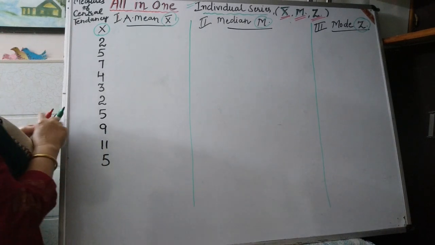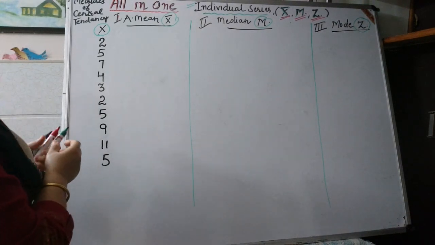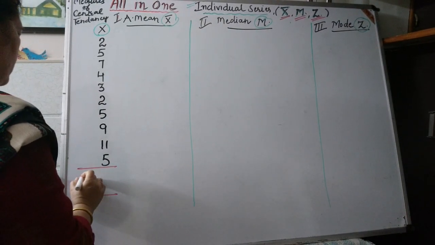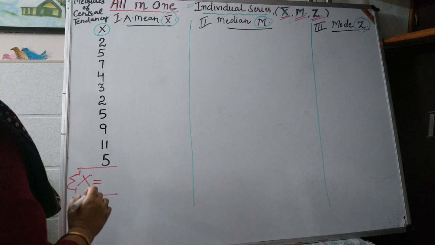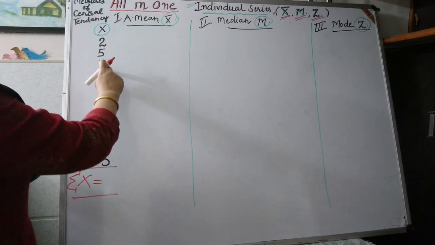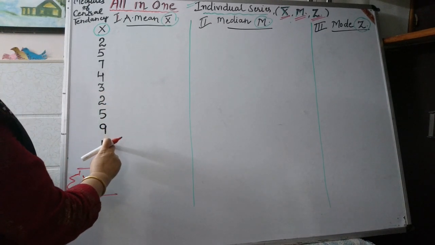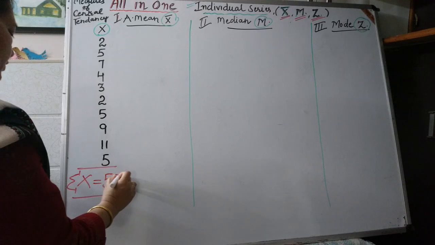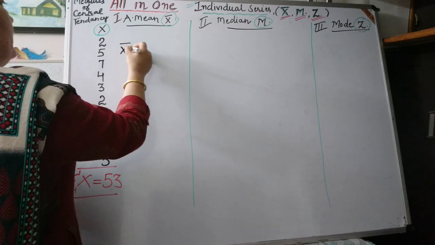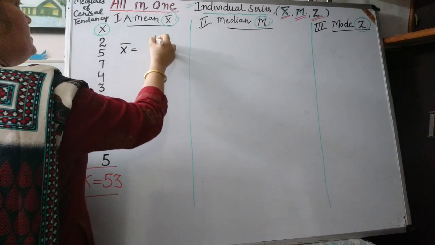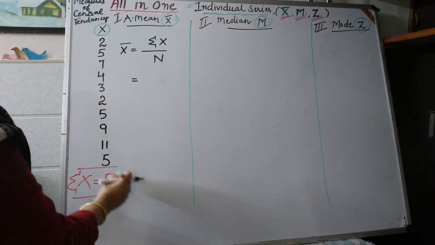If we have to calculate the value of arithmetic mean, it means the sum total of all the values divided by n. Sum total of all the values of x, summation x, sigma x: 2 plus 5 plus 7 plus 4 plus 3 plus 2 plus 5 plus 9 plus 11 plus 5 is equal to 53. So let us write down the formula for calculation of arithmetic mean. X bar is equal to summation x, sigma x divided by n, is equal to the value of summation x, that is 53.